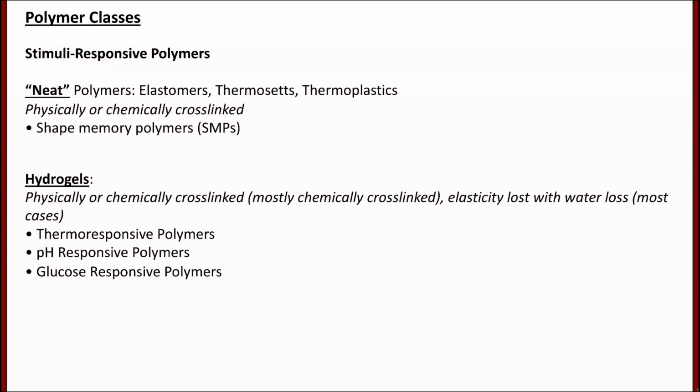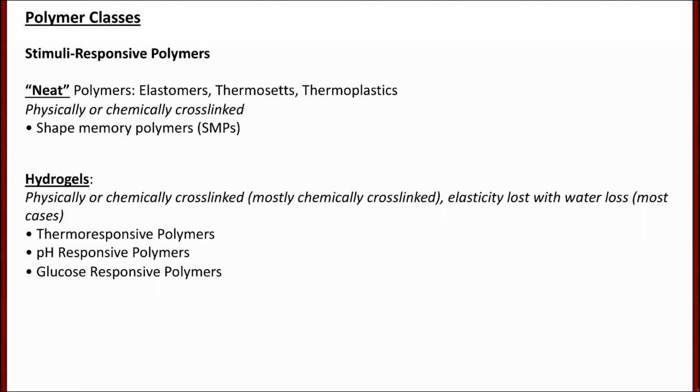Obviously now you know elastomers exhibit that viscoelastic property. Thermosets are ones where you've got these chemical crosslinks in there. Thermoplastics, we can heat up, remold several times. So these can be physically or chemically cross-linked, which is important. And we can fit shape memory polymers into that class.